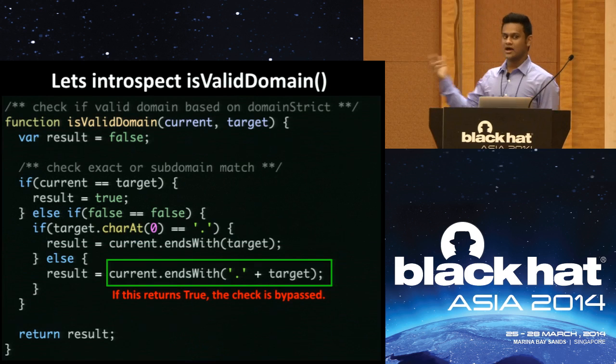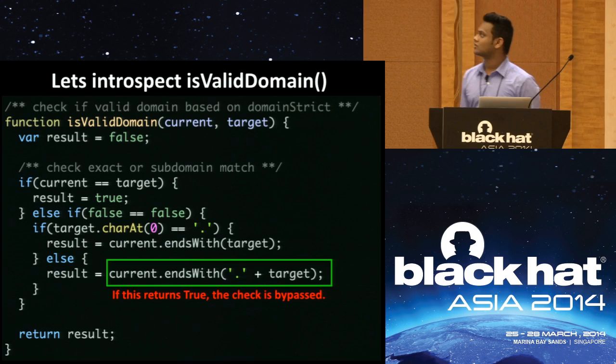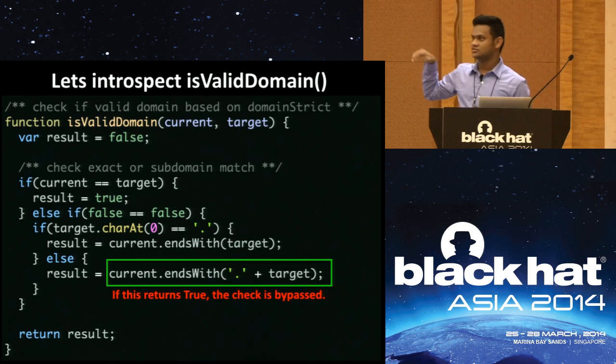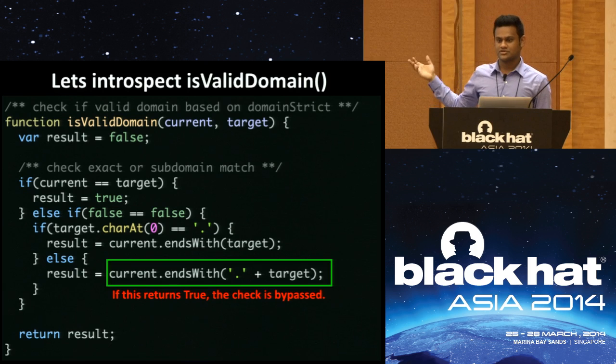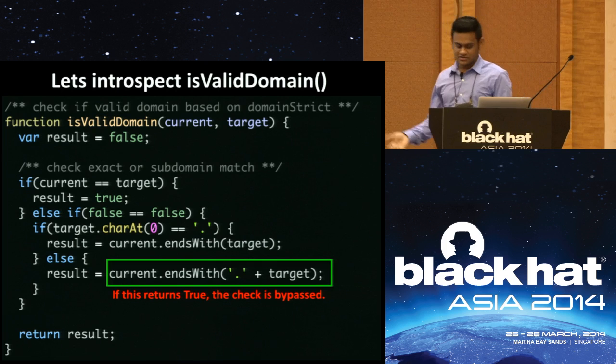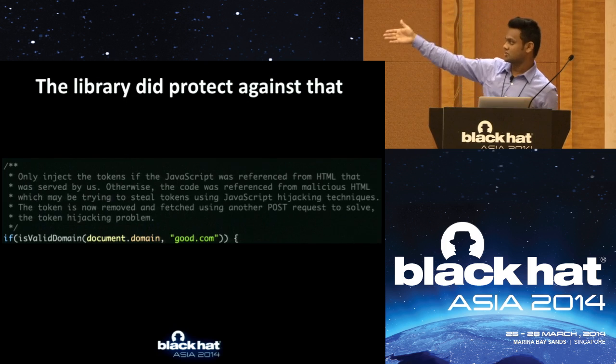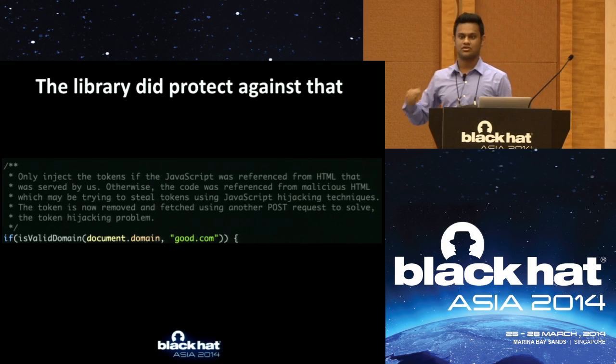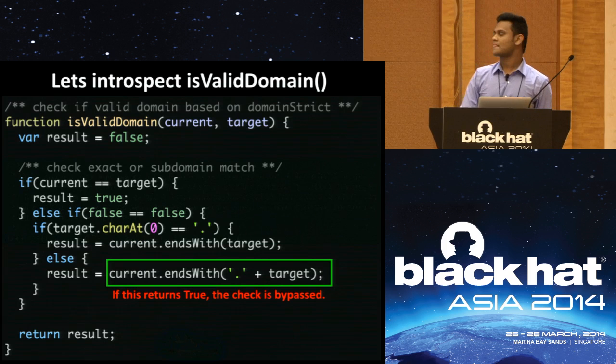Now, let's get into isValidDomain and what it tries to do. Initially it checks whether the current value is the same as the target. If good.com is loading this library itself, then it returns true. If it returns true, the if statement becomes true, the injection happens, and your CSRF guard works.